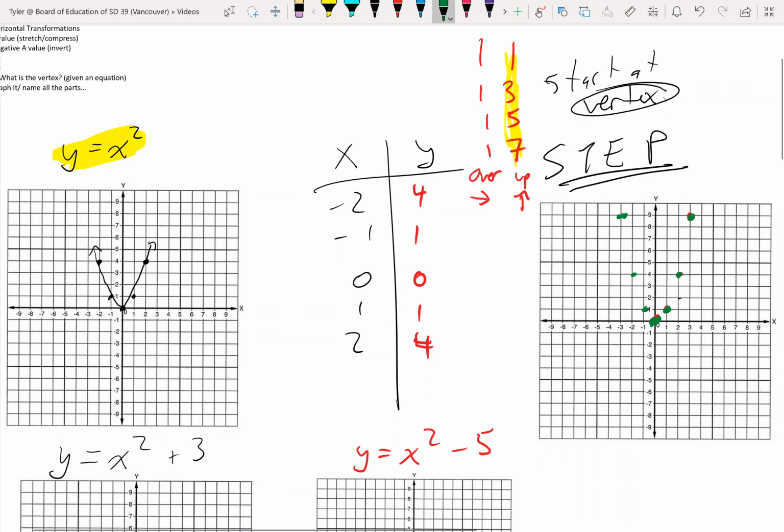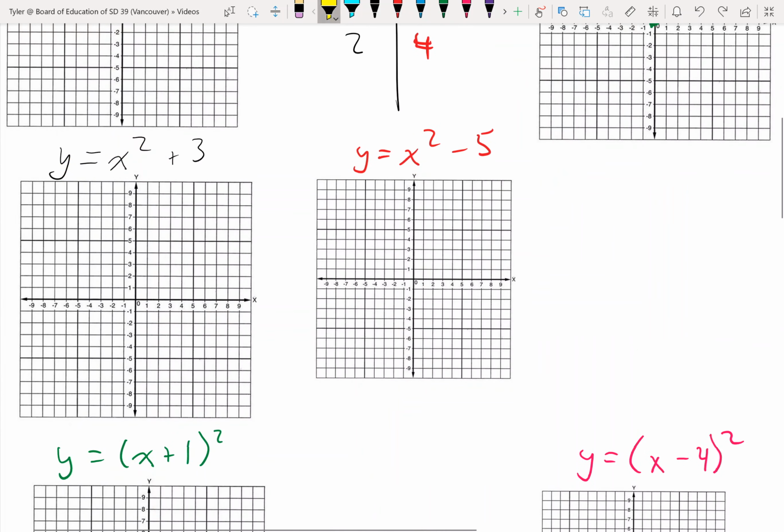So now we have to deal with questions like these ones where the vertex isn't at the origin. When we have a number at the end, we have our x squared there, no issues with that. And then there's basically this plus or minus at the end. What that does is it shifts the parabola either up or down. If it's plus, it's going up. If it's minus, it's going down.